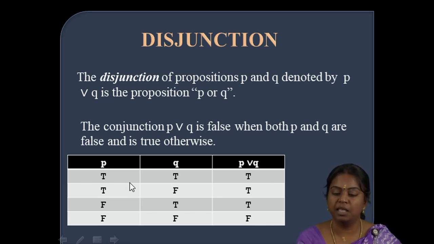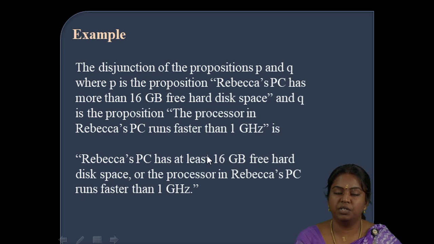That is, either any one of the statements P and Q can be true, or both can be true. In this case, we say that the truth value of the disjunction P or Q is true when both are true, true when either P or Q is true, and false if both the statements are false. Here is an example of disjunction.